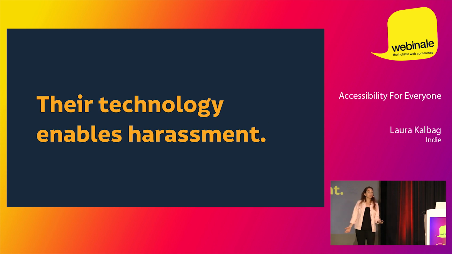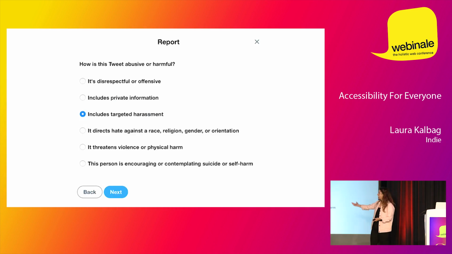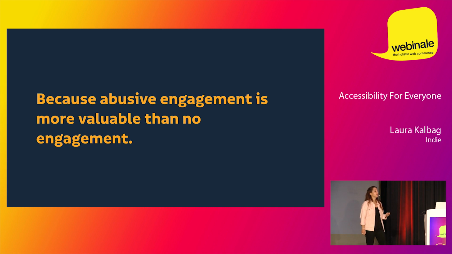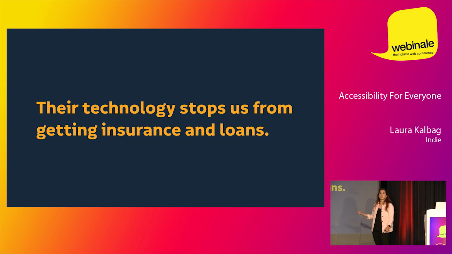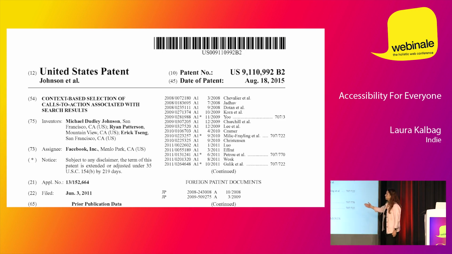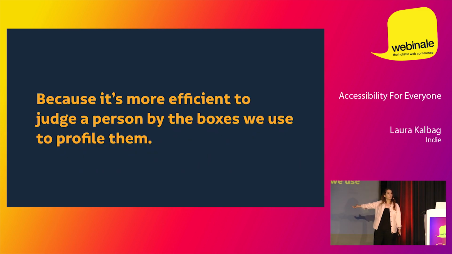Technology enables harassment. There's a reason why we have to fill out so many of these reports. Because abusive engagement is more valuable than no engagement. Their technology stops us from getting insurance and loans. This is a patent approval that Facebook has for approving us loans based on the wealth of our Facebook friends. Because it's more efficient to judge a person by the boxes we use to profile them.